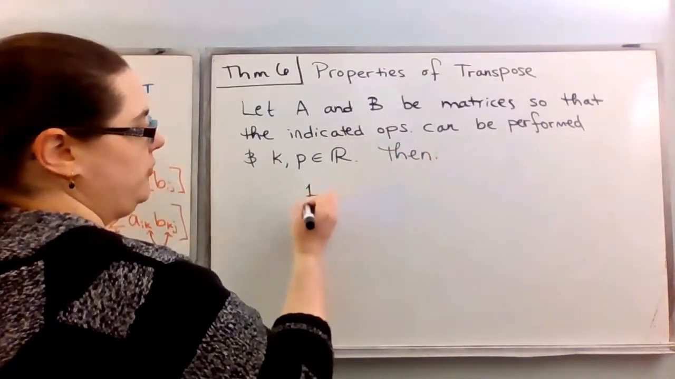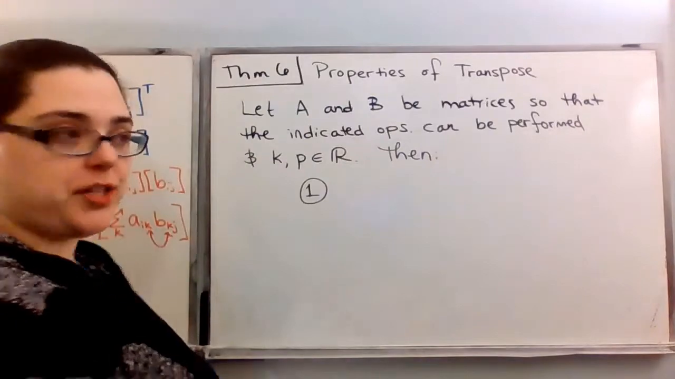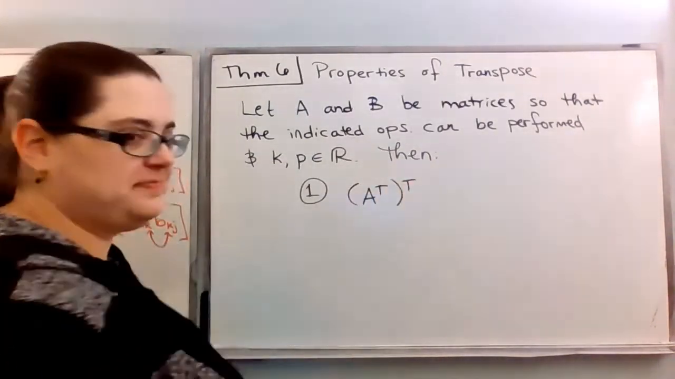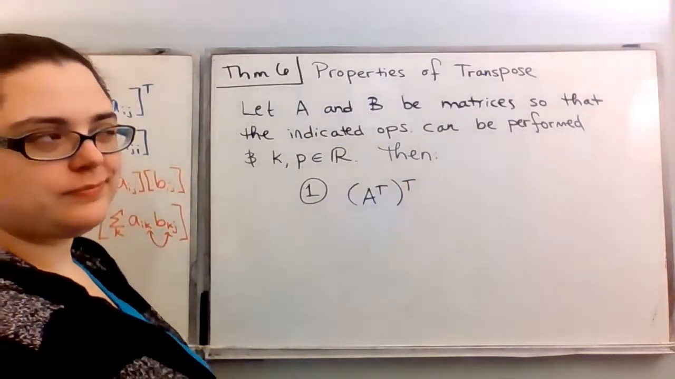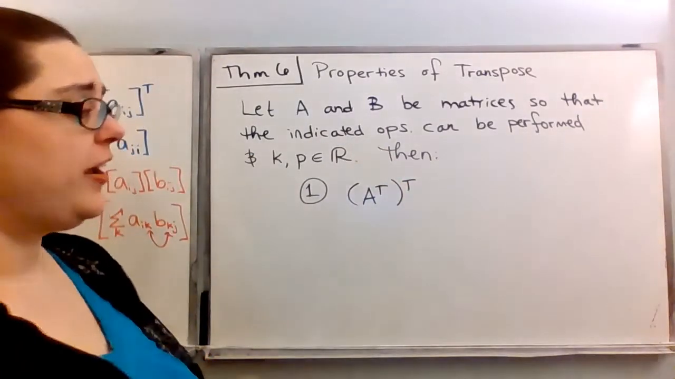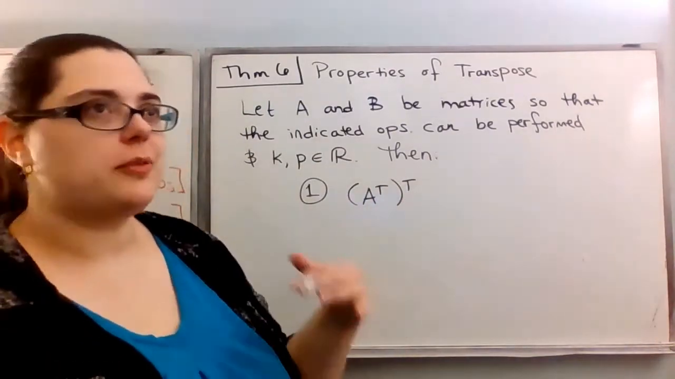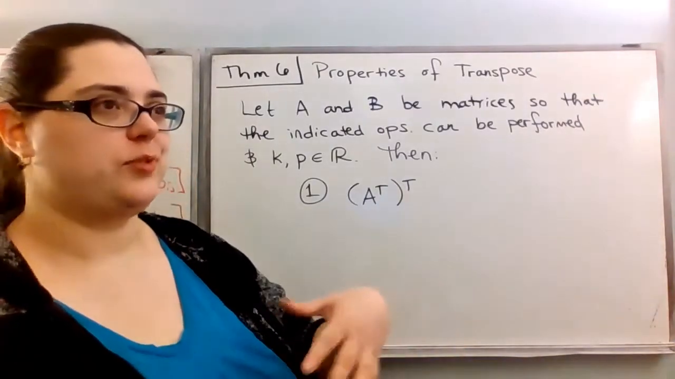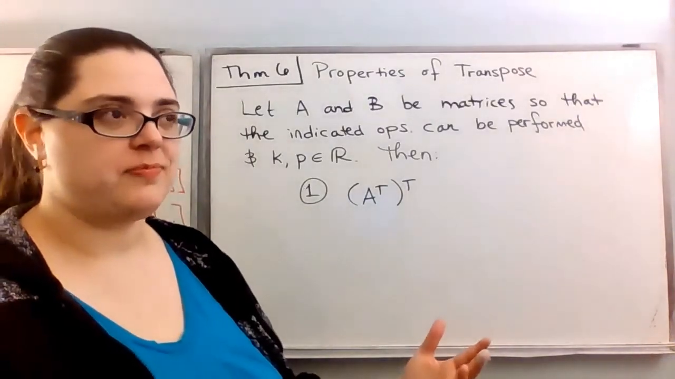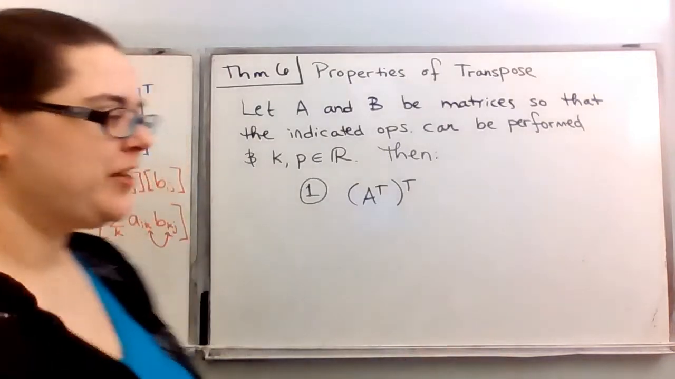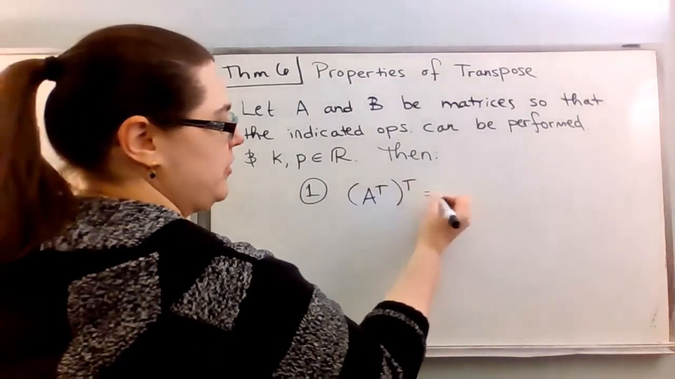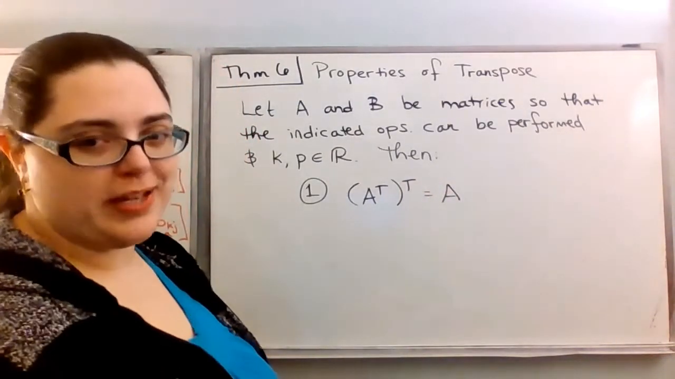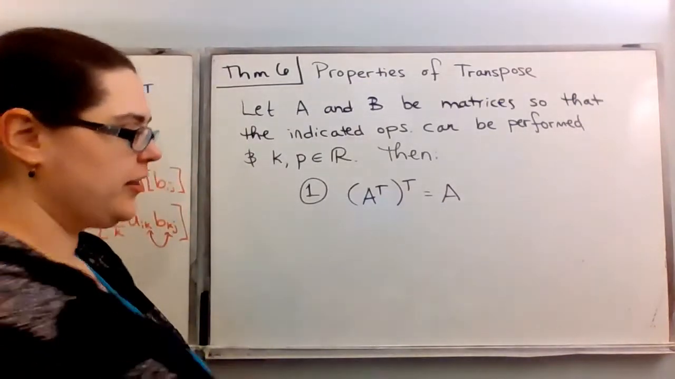Then 1. Suppose I have A transpose, and then I transpose it. What do you think is going to happen? I have a matrix, and I switch the rows and the columns, so rows become columns and columns become rows. And then I do that again. I switch the rows and the columns, so columns become rows and rows become columns. That's just going to undo what I did in the first place. So if I transpose the transpose, I get back to where I started. It's like if you negate a negative, you go back to the positive. So that's what's going on here.